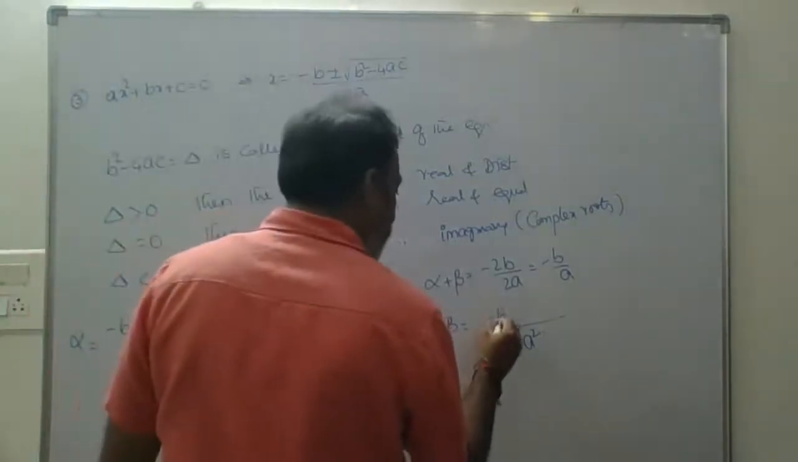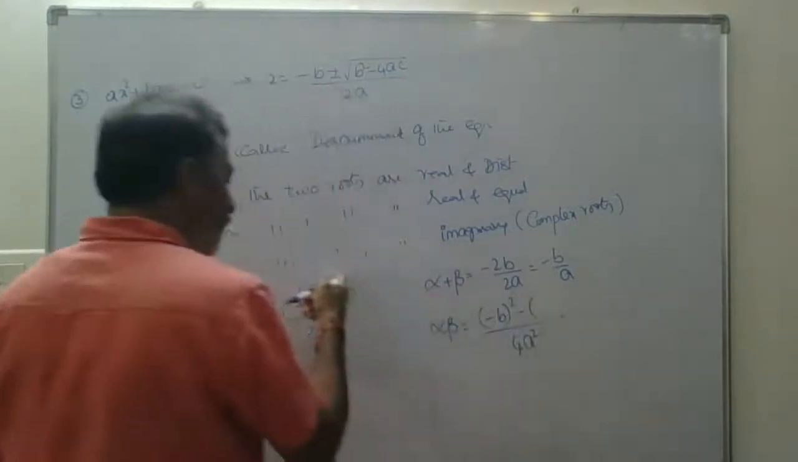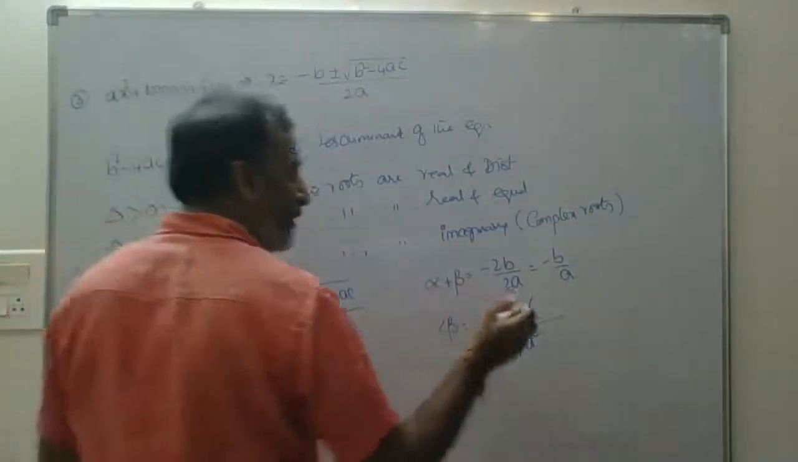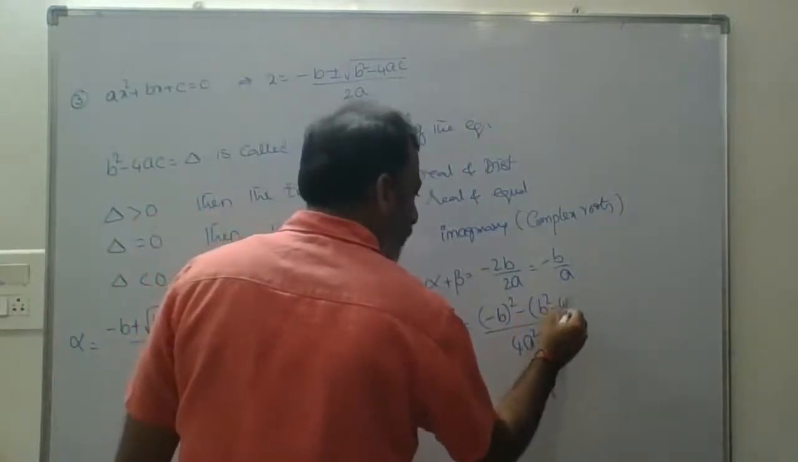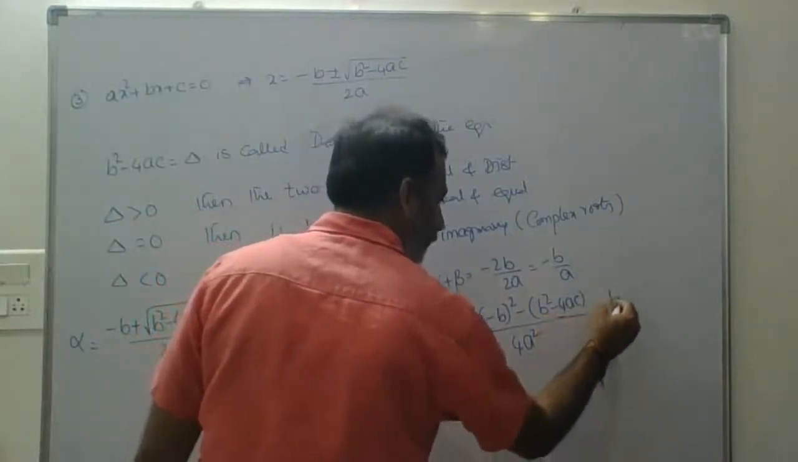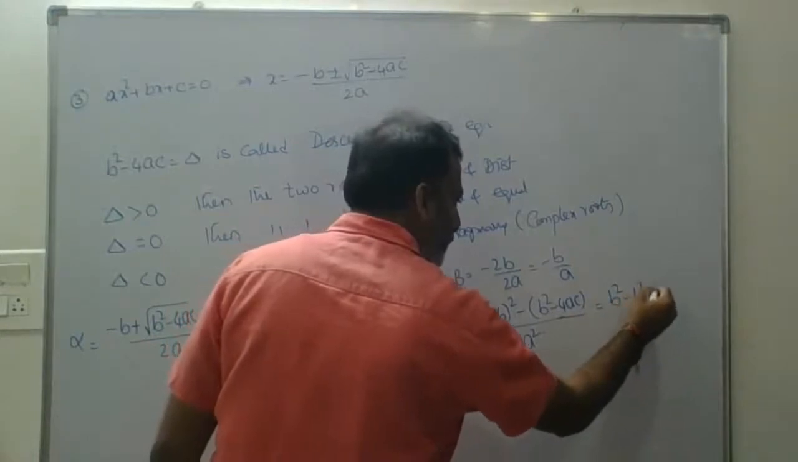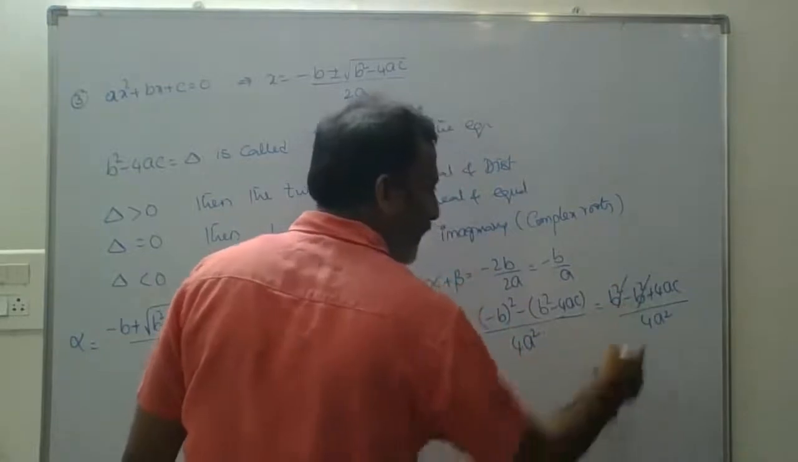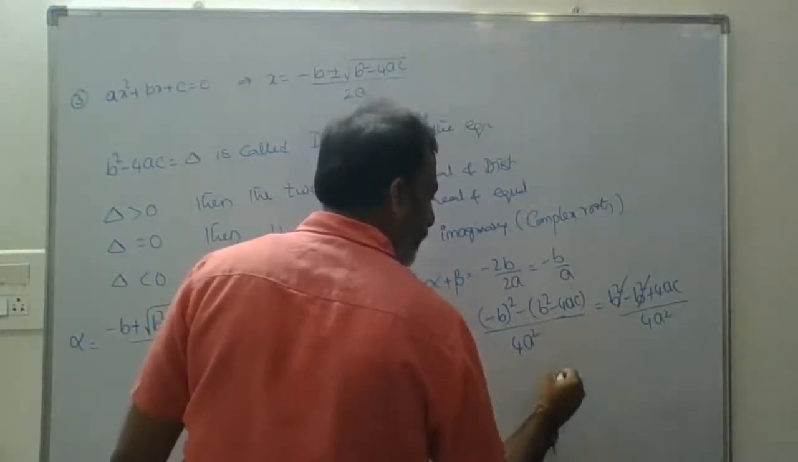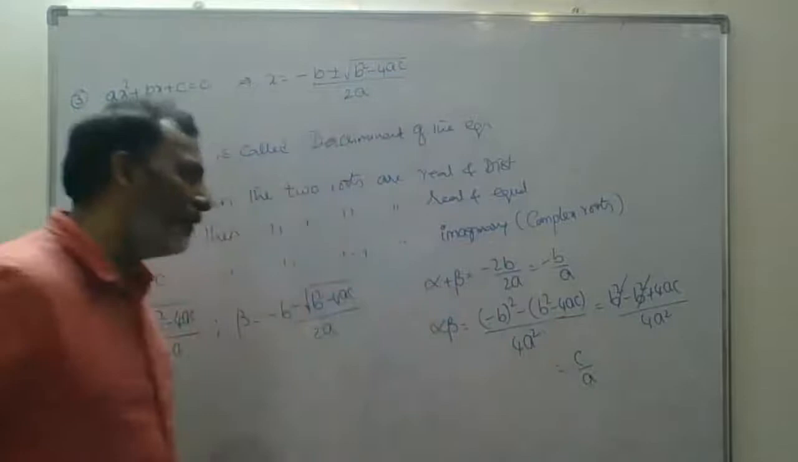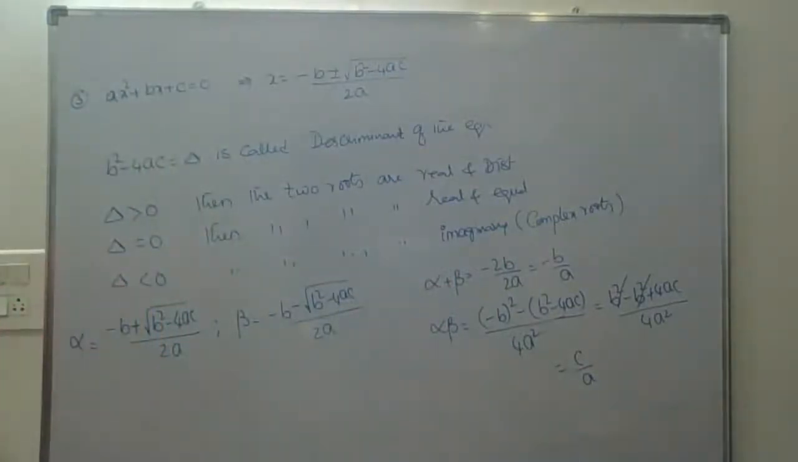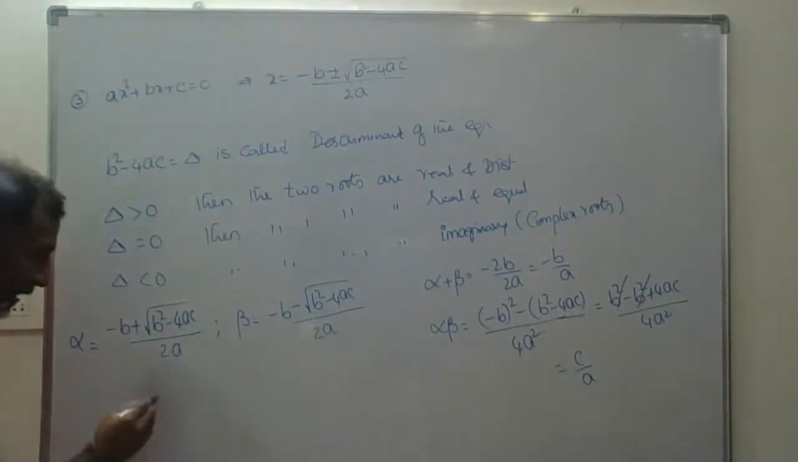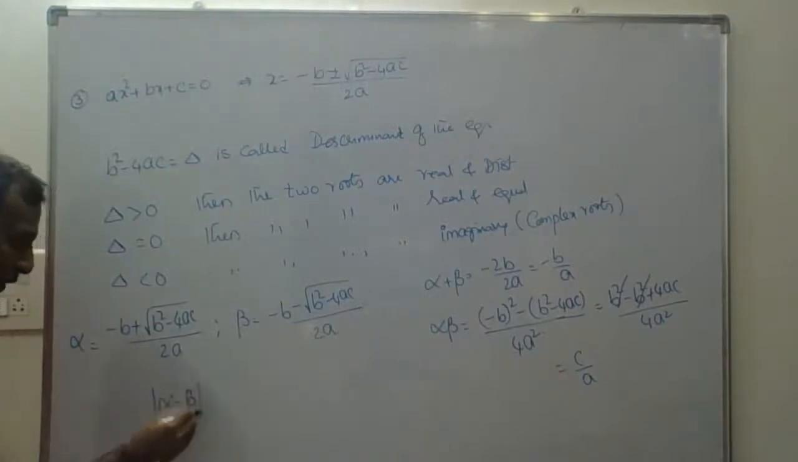a square means minus b whole square, minus b square means root of b square minus 4ac whole square, that is b square minus 4ac. That is b square minus b square plus 4ac by 4a square. b square gets cancelled. 4ac by 4a square is equal to c by a. So what is the sum of the roots of the equation? Minus b by a. Product of the roots is c by a. What is the difference of the roots? Mod alpha minus beta.